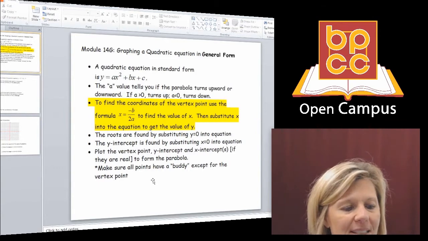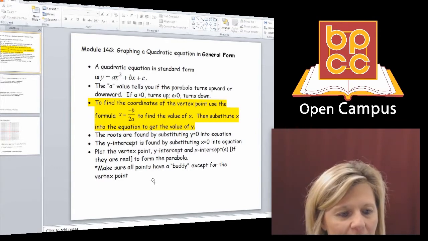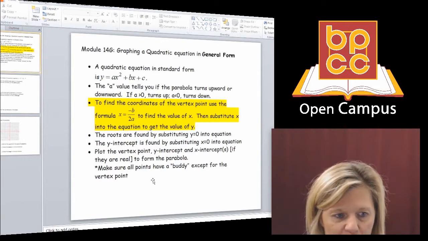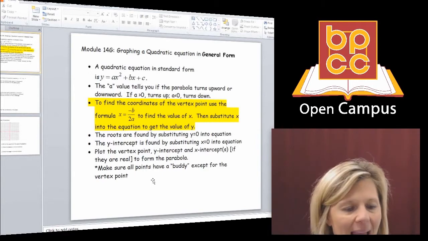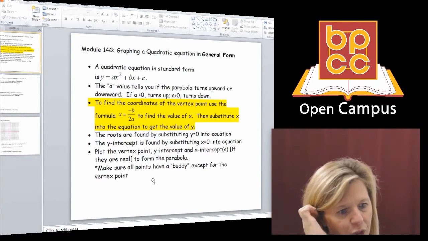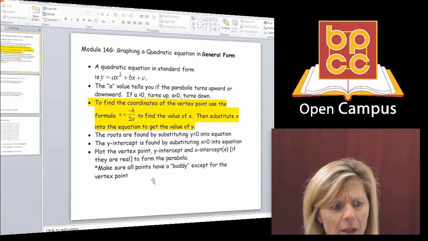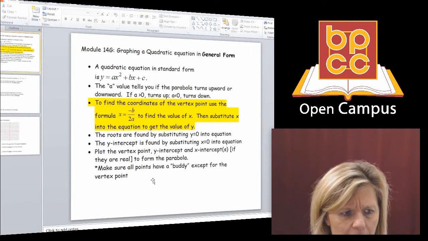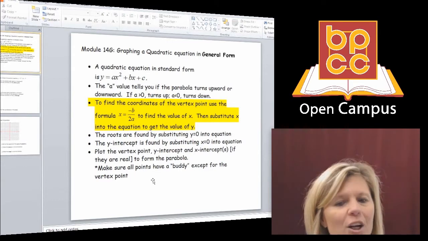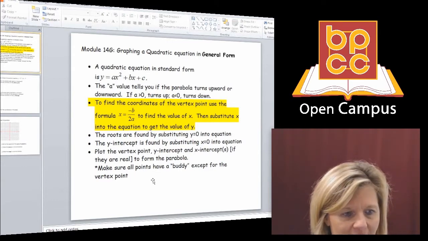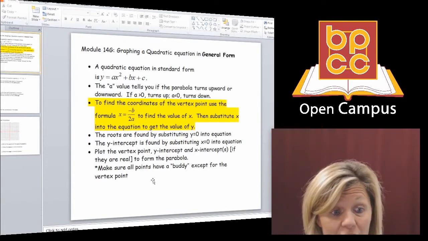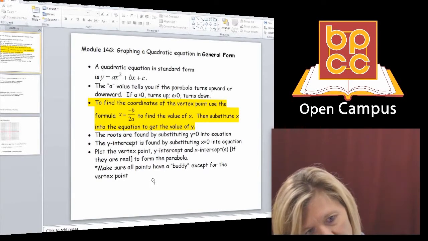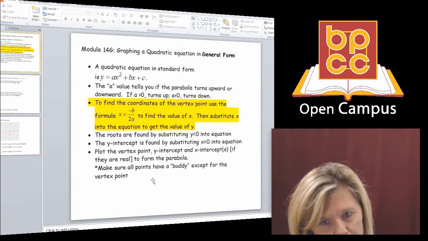So what's going to happen today that's different is, because you can't look at the equation and get the vertex point h and k, you're going to use a formula to find it: x equals negative b over 2a. It's just a formula. You're going to plug in the number for b and the number for a to find out what x is. Where are those numbers coming from? They're coming from your equation, because if you have a quadratic equation, a is always in front of x squared, and b is always in front of x.